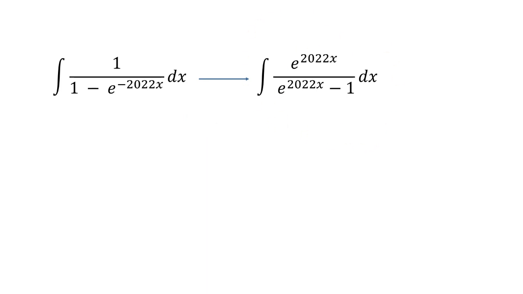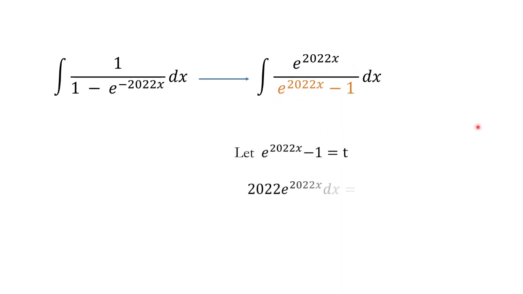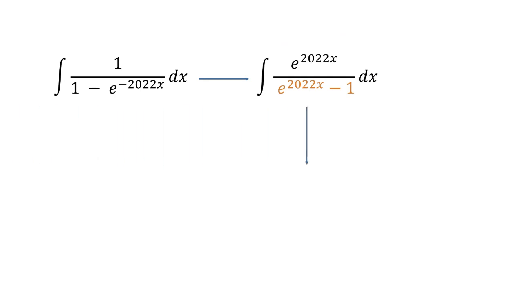Focus on this thing. If we substitute e to the power 2022x minus 1 equal to t, and take the derivative, then we get this. You can see e to the power 2022x dx gets combined and becomes dt. This whole numerator with the dx combined will transform to dt, right?